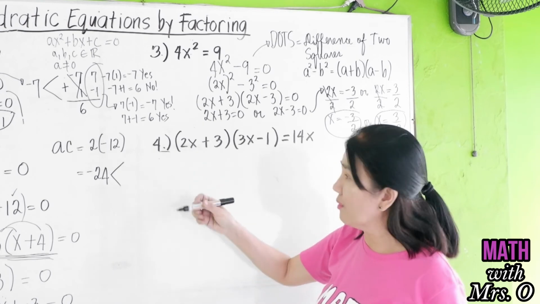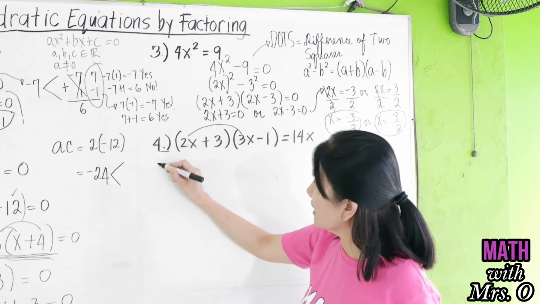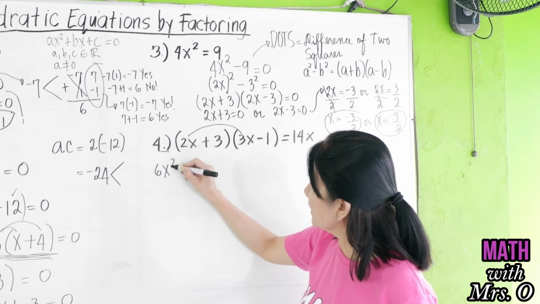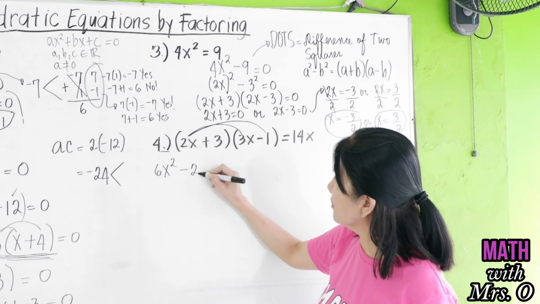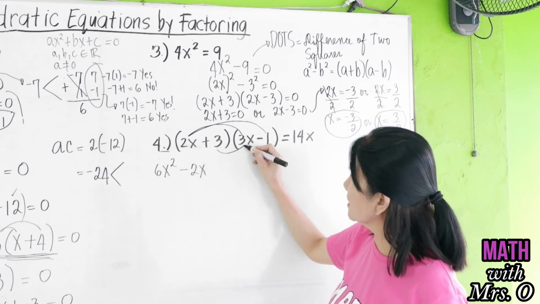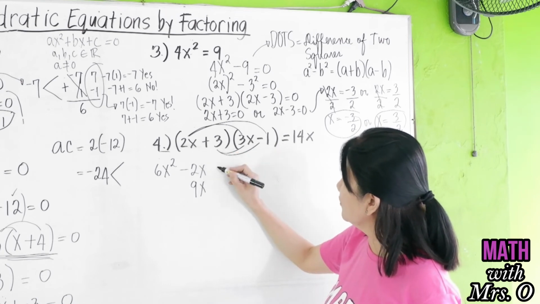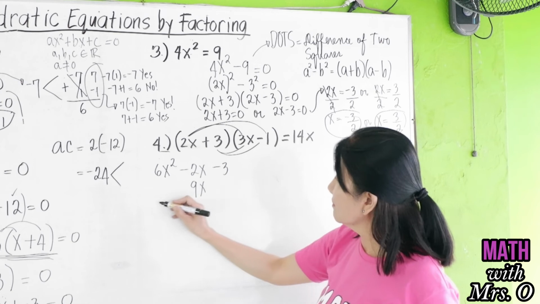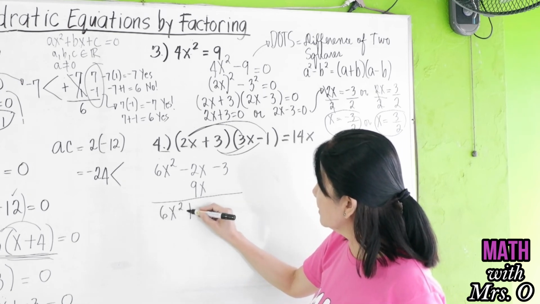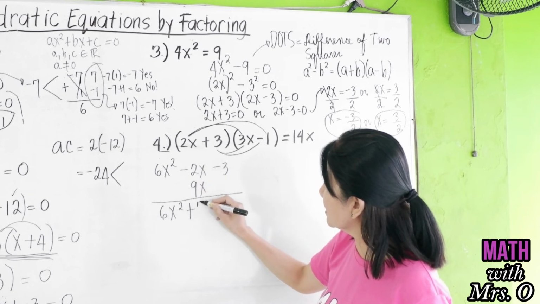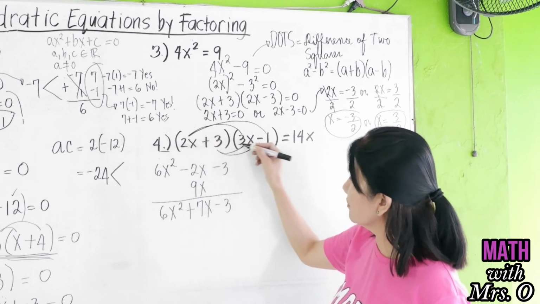So let's do it the long way, or the FOIL. 2x times 3x gives us 6x squared. Then 2x times negative 1 is negative 2x. 3 times 3x is 9x. 3 times negative 1 is negative 3. There, so this gives us 6x squared plus 9 minus 2 is 7x minus 3. That is the answer for the product of this.